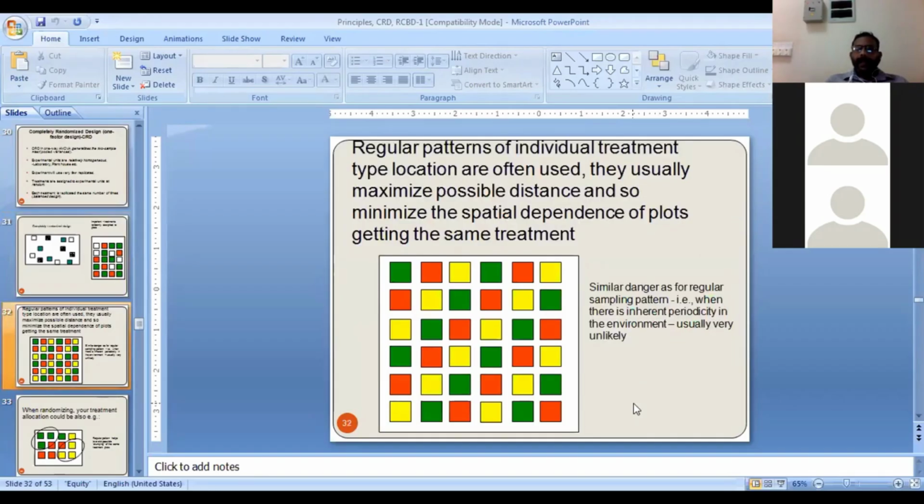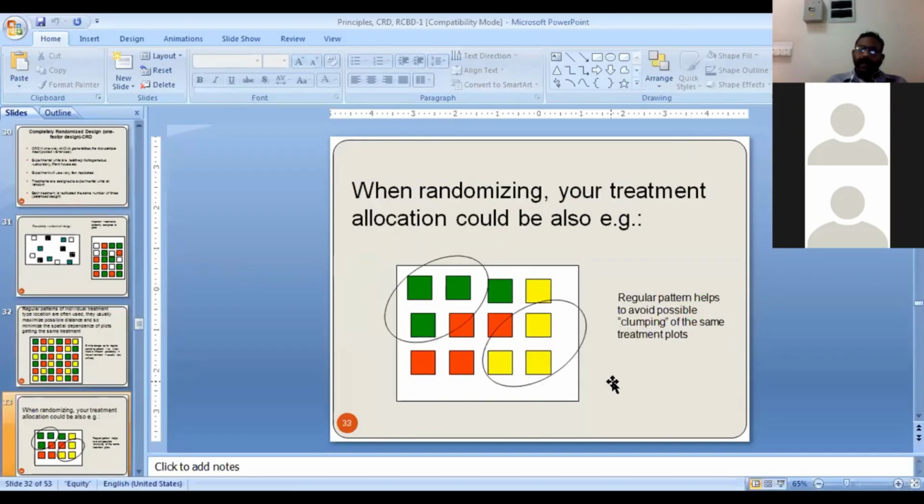Look at this design. Again, the number of replicates is more or less the same, but the only problem is they have not been randomized. So that is the problem with this kind of arrangement. There is no randomization, right? Again, the same problem: the green color has been pushed to one corner, the red color to another corner, and the yellow color to the third corner. So randomization did not really take place.